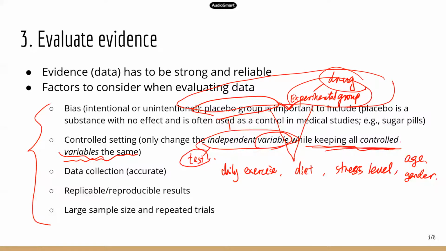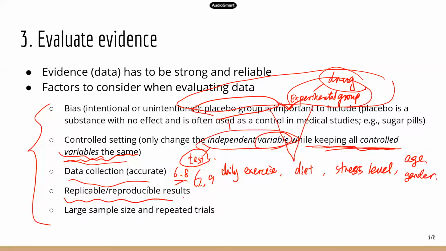And everything else is considered controlled variables, right? Age group, gender, the amount of daily exercise or diet, all those need to be kept more or less the same between the groups. Next is data collection. So you want to make sure the data collection is accurate. Right? For example, if you do an experiment, you are taking the readings from an instrument. If the instrument gives you a reading of 6.8, but then when you collect the data, you put in 6.9 in the data sheet, that's not accurate, right? So that will be considered a very bad data collection. It's not accurate at all.